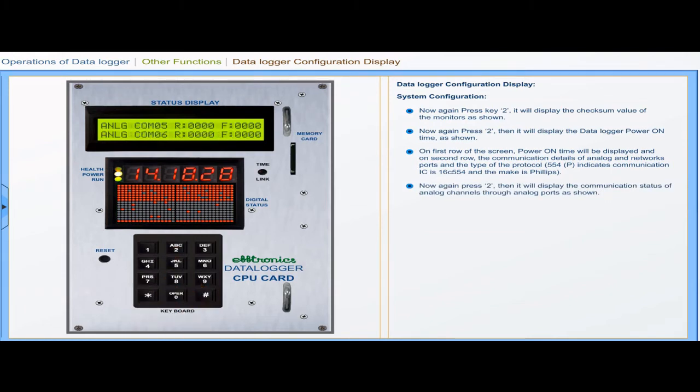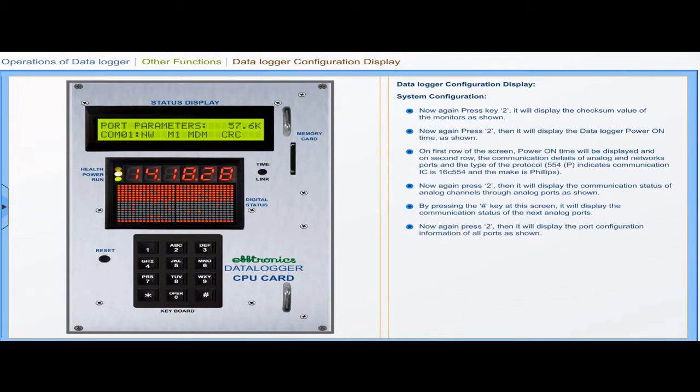Now again press 2. Then it will display the communication status of analog channels through analog ports as shown. By pressing the hash key at this screen, it will display the communication status of the next analog ports. Now again press 2. Then it will display the port configuration information of all ports as shown.